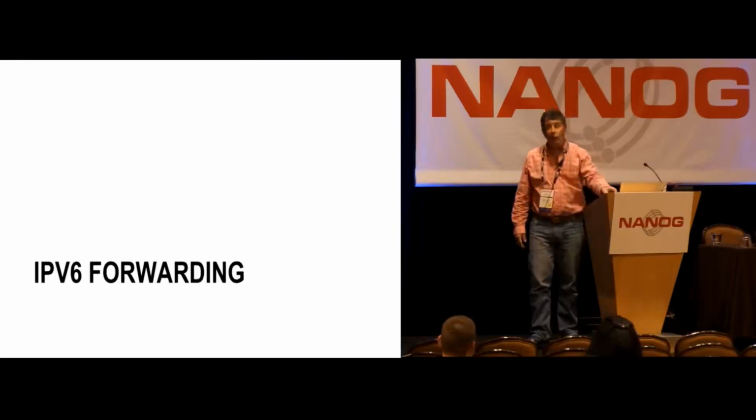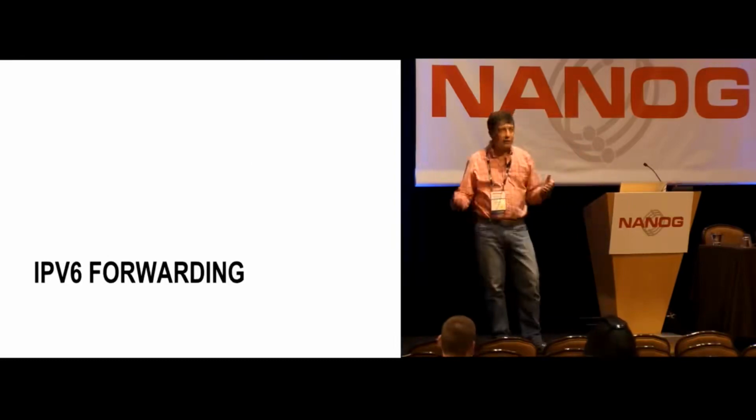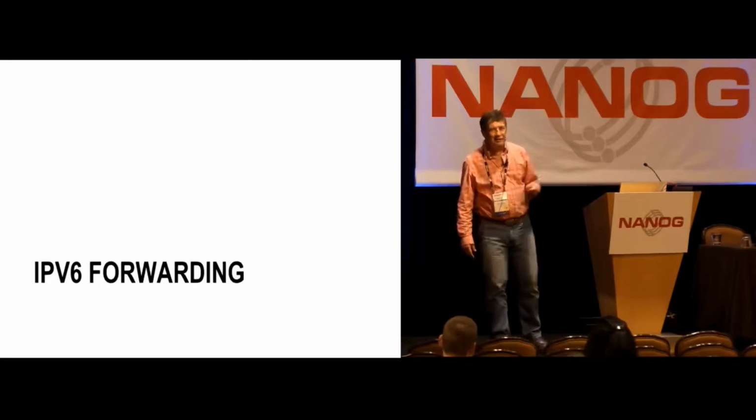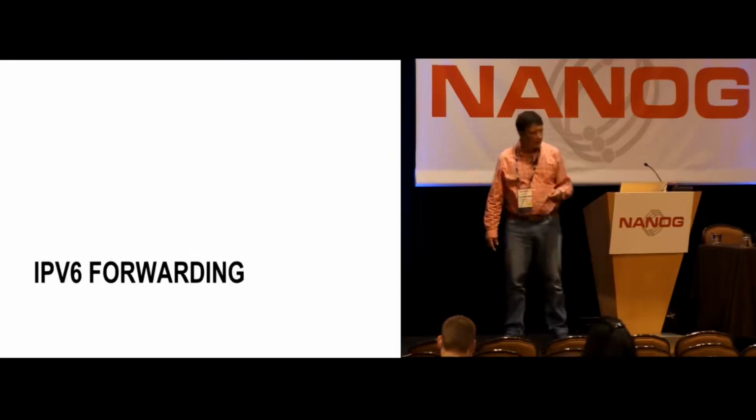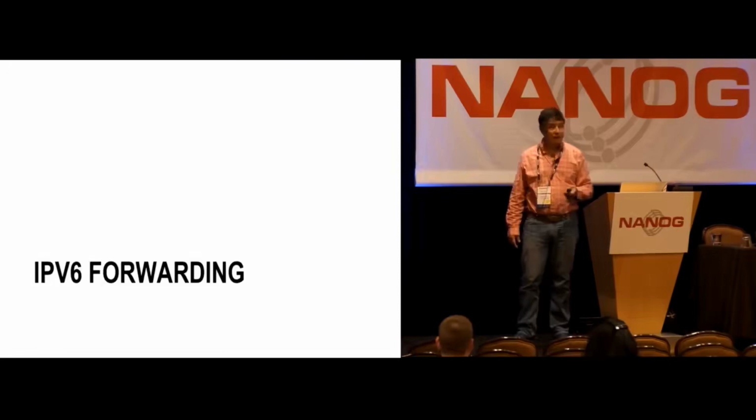OAM? Okay, OAM is Operations, Administration, and Management, and it's a way to figure out if a path or a link or anything is healthy. Your classic OAMs in IP are ping and traceroute. Okay, now, we talked about how this works in a world of IPv6, in a world of MPLS.